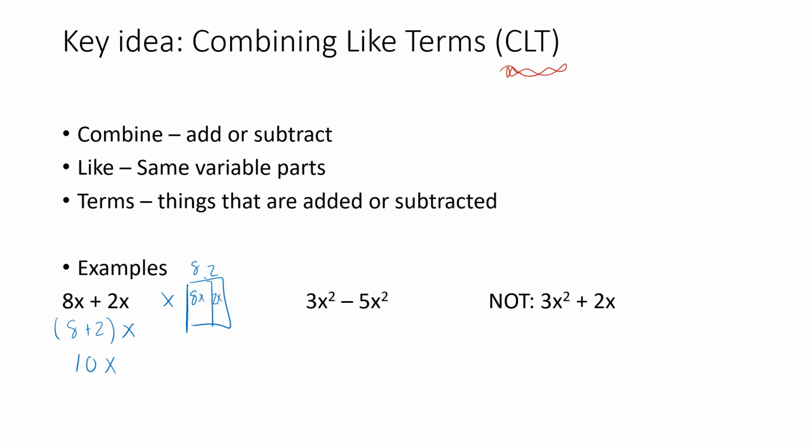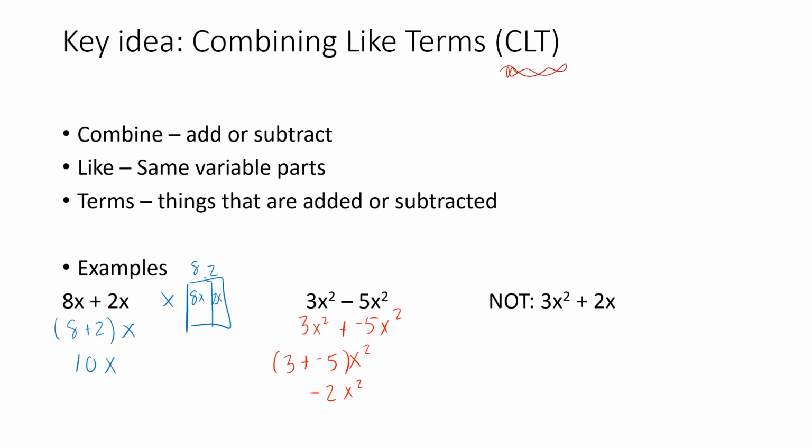Same thing over here. Now here it might help to rewrite that as plus negative 5x squared. We do want to remember that that minus sign is a negative number. And in this case, the x squared would have been the thing that they have in common, and we'd have 3 plus negative 5. 3 plus negative 5 is negative 2, and that's negative 2x squared. So this is something that we don't do a lot of times, is recognize what we're actually doing when we're combining like terms.